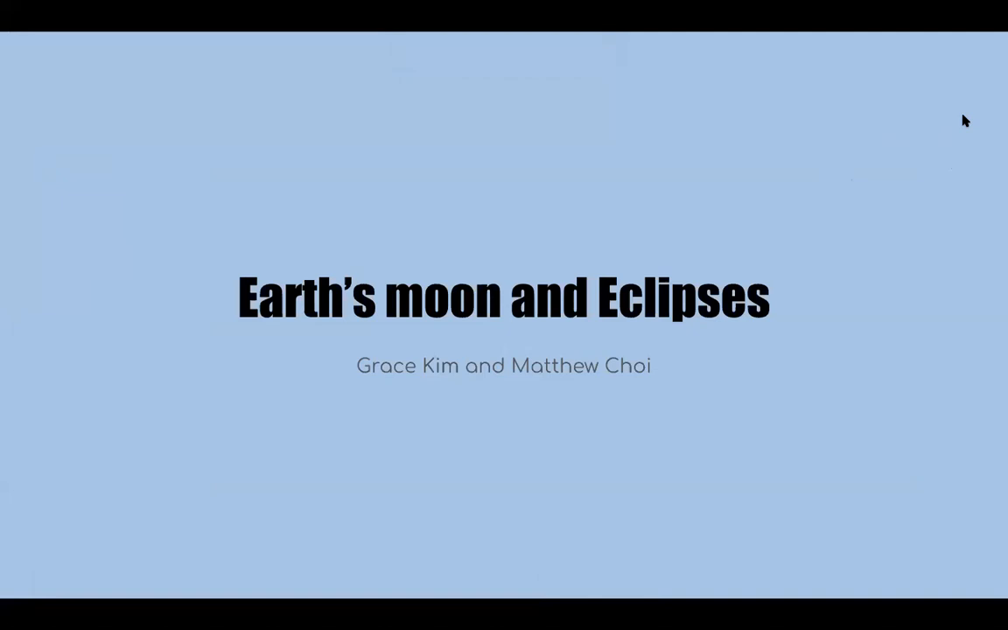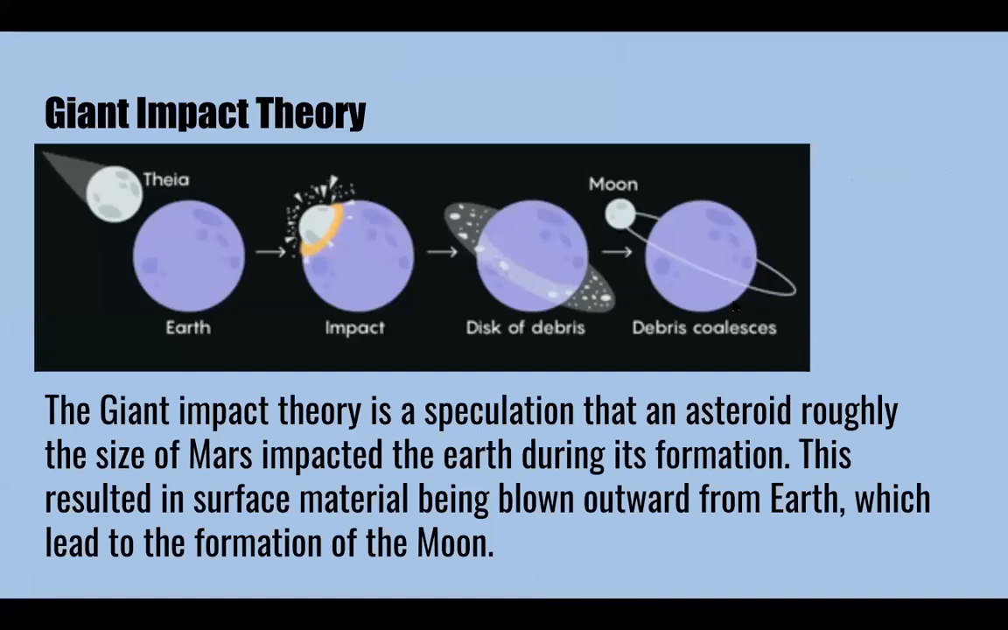So this is the Earth, Moon, and Eclipses by Grace, Kim, and Matthew Choi. So what is the giant impact theory? In the mid 1970s, researchers proposed the giant impact theory, a speculation that an asteroid roughly the size of Mars impacted the Earth during its formation, and this resulted in surface material being blown up from Earth, which led to the formation of the Moon, as you can see in the picture above.